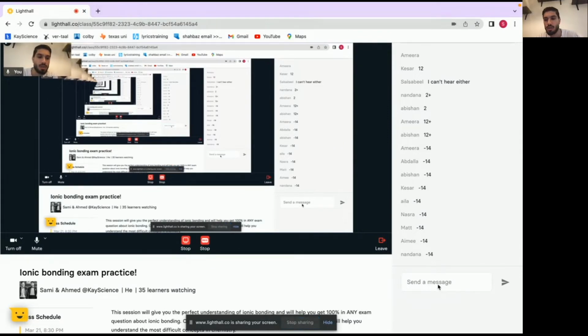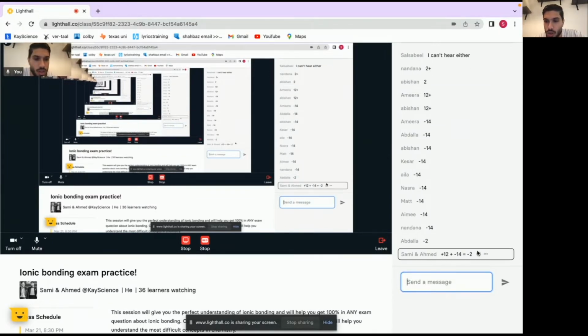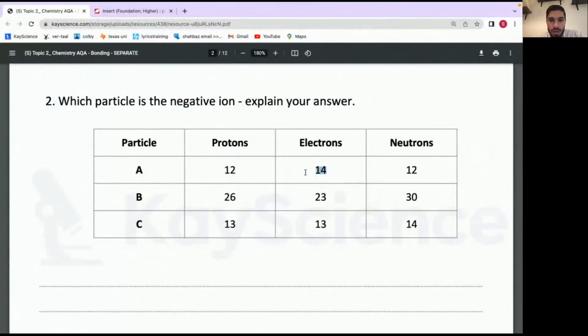So all we need to now do is a simple subtraction now. +12, or addition, plus -14 equals, what does that equal? -2. Do you see that? So overall, particle A is going to have a charge of -2, and we ignore the neutrons.